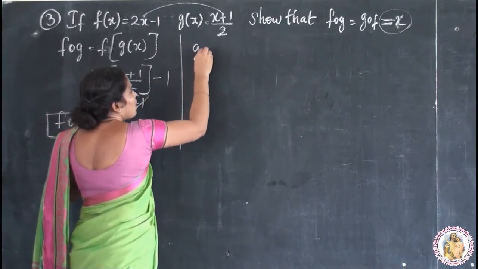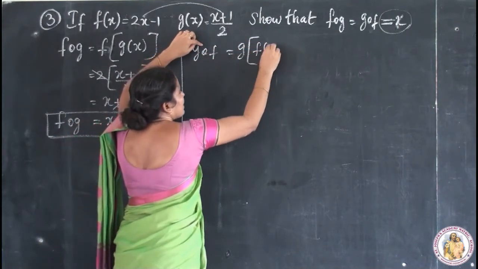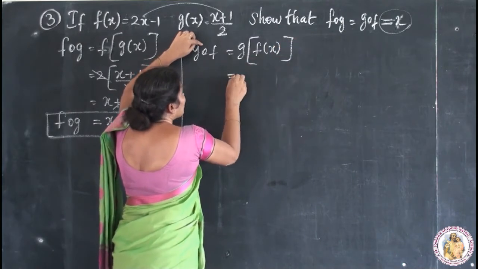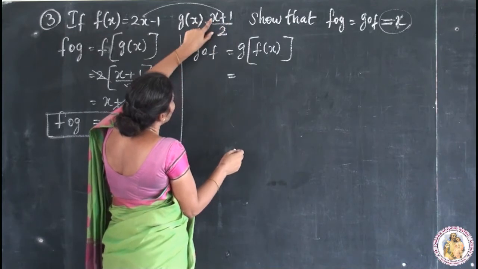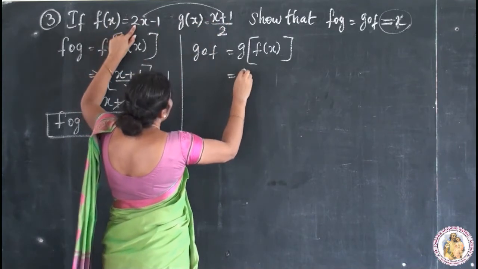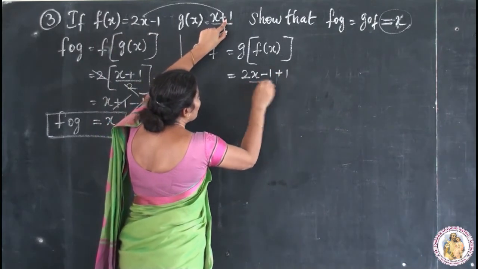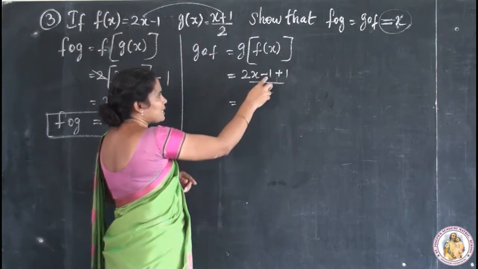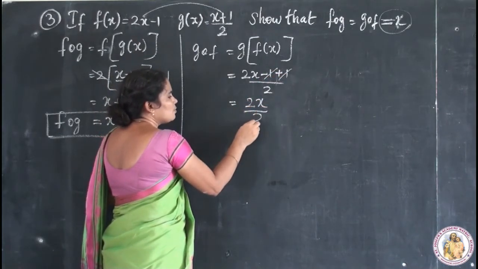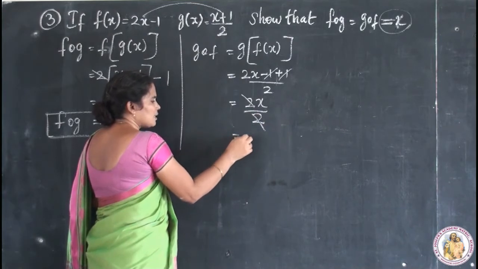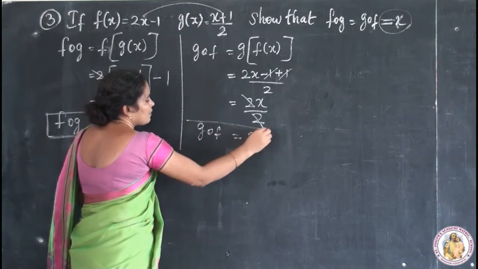Then find g of f. g of f is g within bracket f of x. What is g? g is x plus 1 by 2. In the place of x, you have to write (2x minus 1) plus 1 by 2. Plus 1 minus 1 cancel. We have 2x by 2. 2 cancel, it is equal to x. So g of f is equal to x.